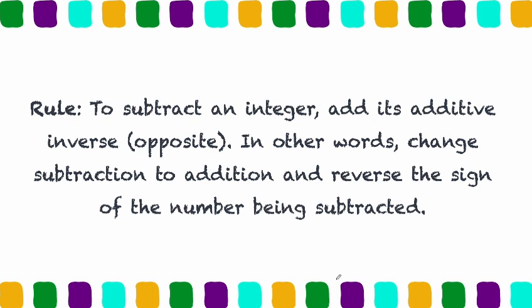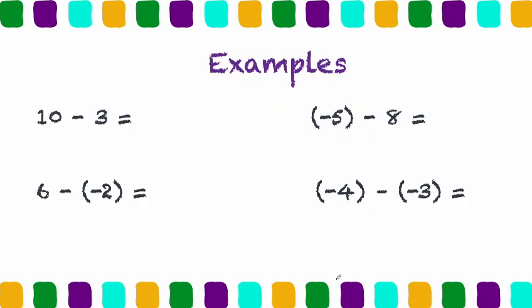Now, the rule for subtracting integers is we add its additive inverse, which is the opposite. In other words, we change the subtraction sign to an addition sign and reverse the sign of the number being subtracted. Now, let's try some examples.